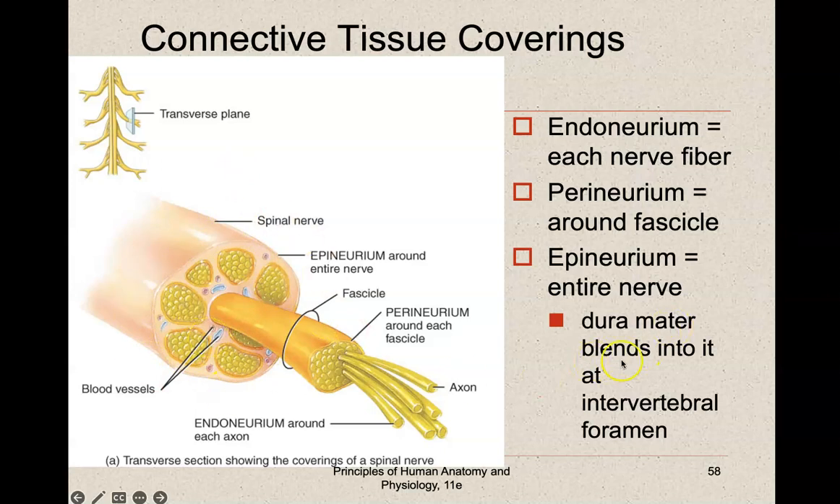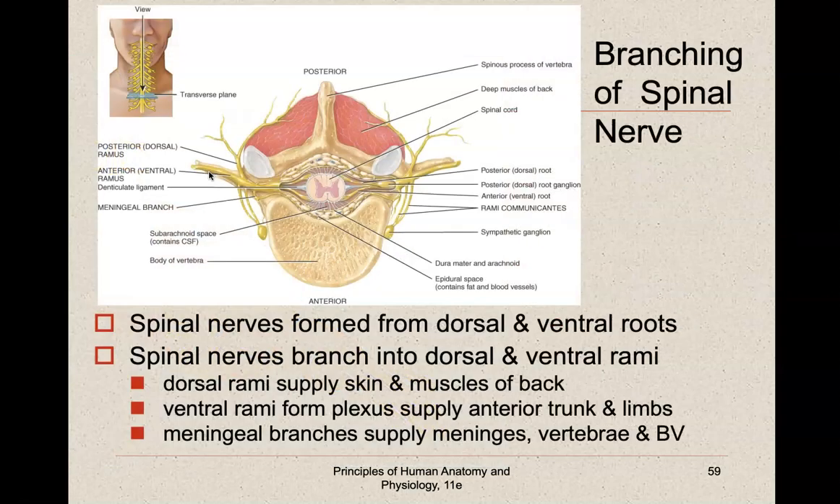The dura mater actually blends into the epineurium at the intervertebral foramen, where that nerve is coming into the spinal cord. Again, those are super easy because they're just like the muscle. Endoneurium, perineurium, epineurium, right? Don't you love it when that happens? And then this is just showing you the branching that we've already talked about coming into the spinal cord.